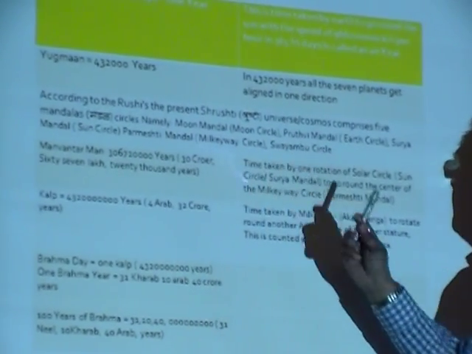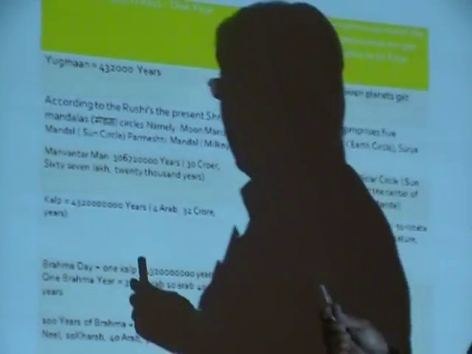Then they complete the revolution round the Milky Way, the Akashganga. And the Milky Way also revolves round the center, and it takes 306720000 years. That is 30 crore.